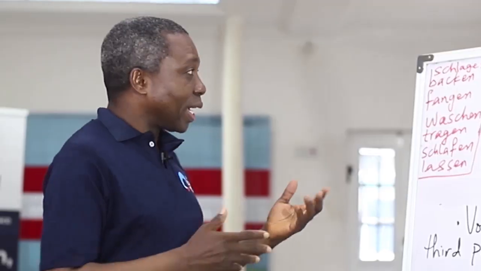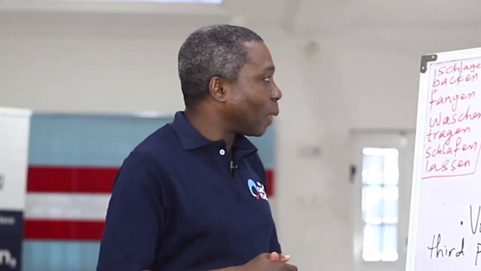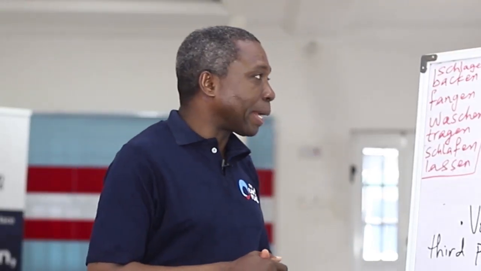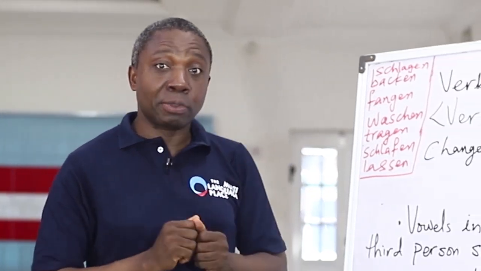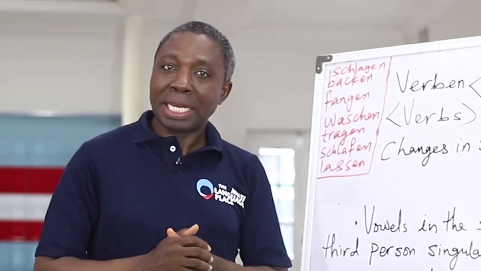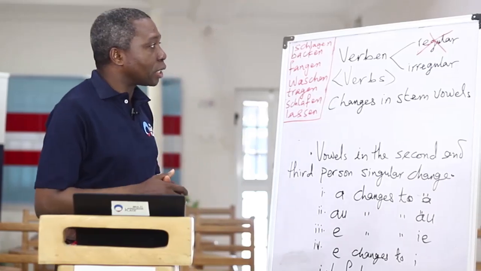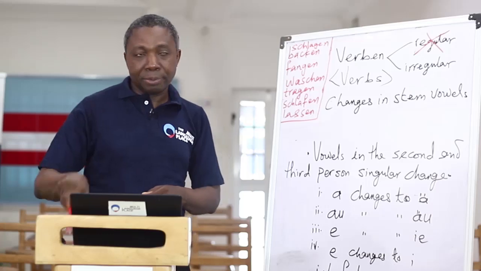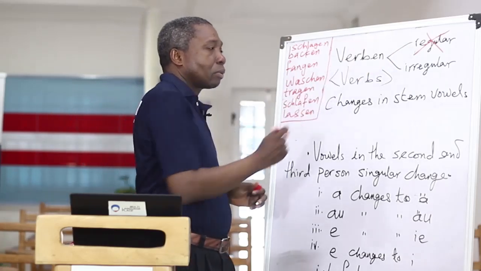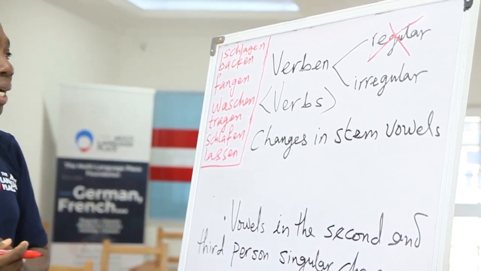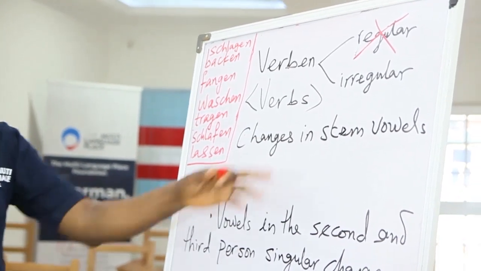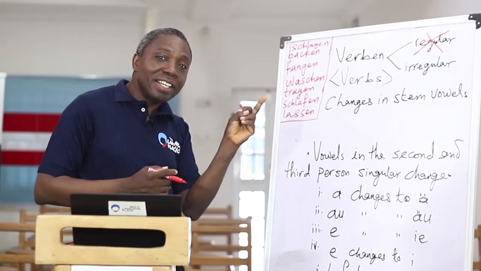Okay, we are here again, and this time we want to talk about irregular verbs. We have been talking about verbs, and verbs are very, very important in the German language. We have already talked about the regular verbs. The regular verbs, what do I mean by that? How are they conjugated? We have done that. Today we are going to start with the irregular.